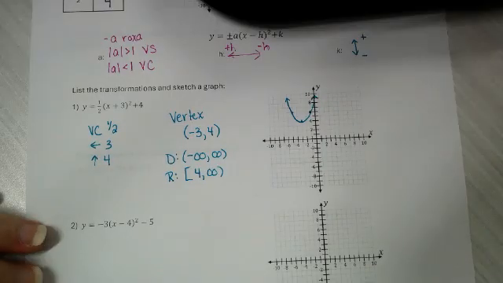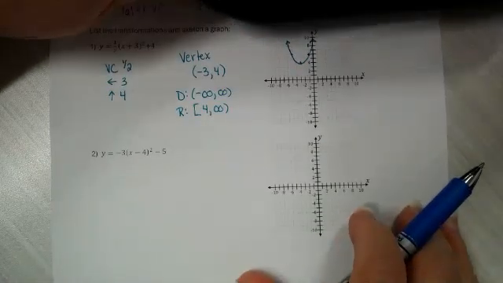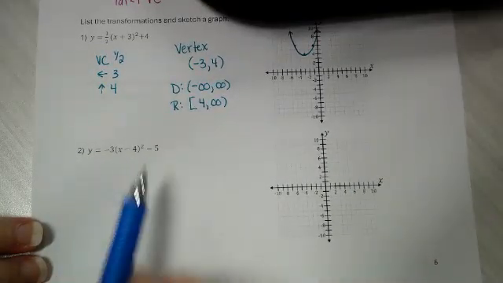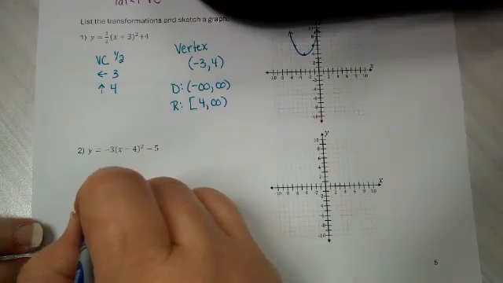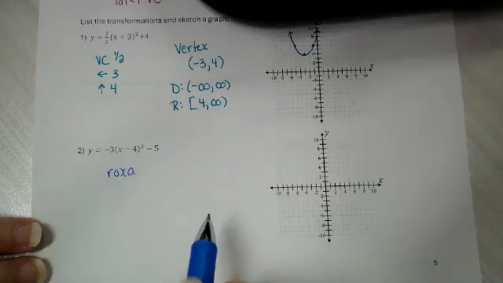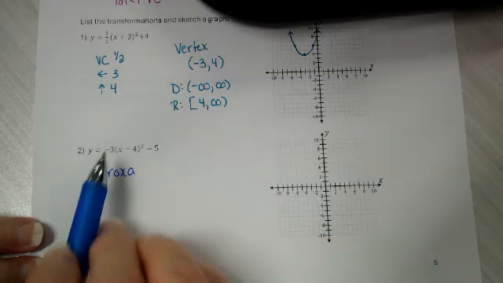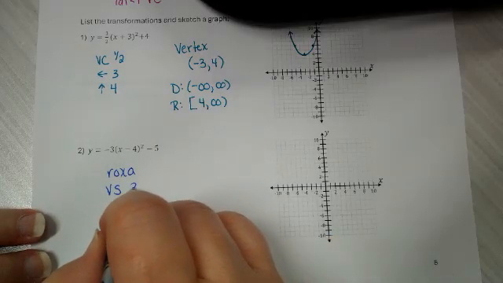All right, let's do another one. This one says negative 3, x minus 4 squared minus 5. So that negative is the reflection over the x-axis. So this one's going to be concave down. The 3 is a vertical stretch by 3.